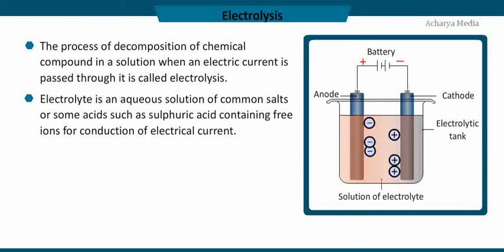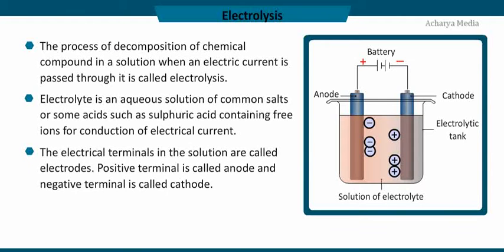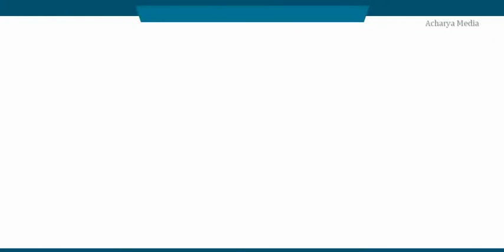An electrolyte is an aqueous solution of common salts or some acids such as sulfuric acid containing free ions for conduction of electrical current. The electrical terminals in the solution are called electrodes. The positive terminal is called the anode and the negative terminal is called the cathode.